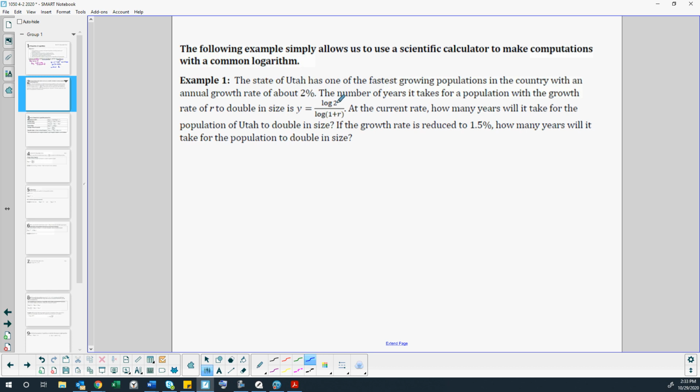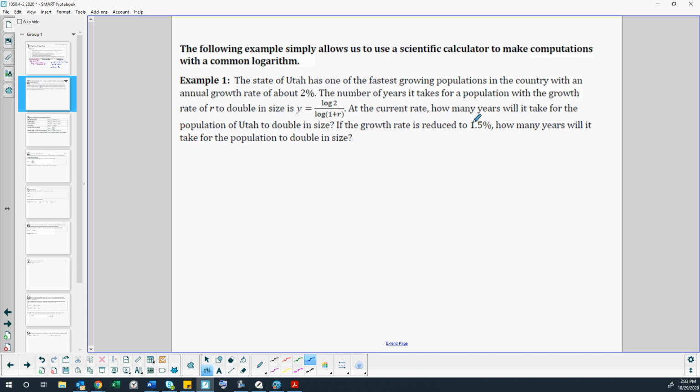Anyway, so it's log base 10, 2. We don't need to say the 10. Log 2 divided by the log of 1 plus the rate as a decimal. So this is a percent. The decimal would be 0.02, so we would have to add that to our 1. So 1.02. At the current rate, how many years will it take for the population of Utah to double in size?